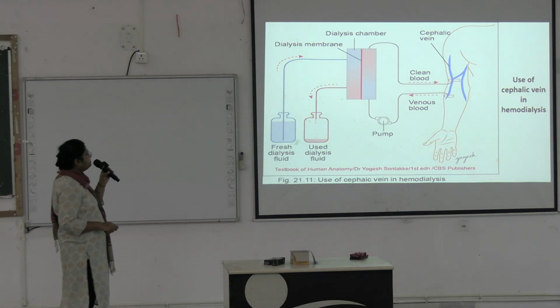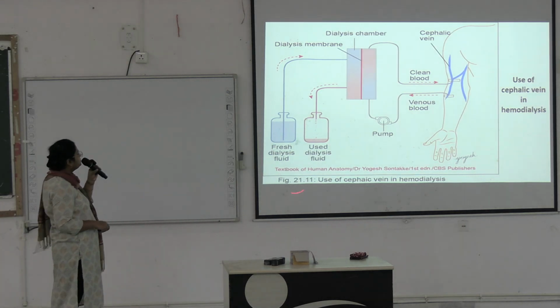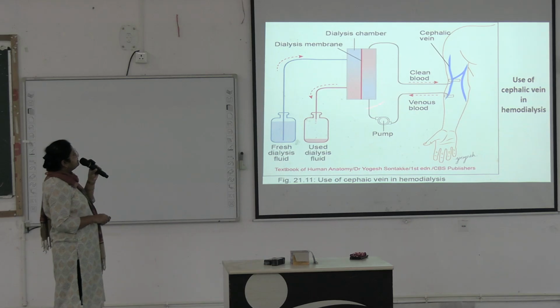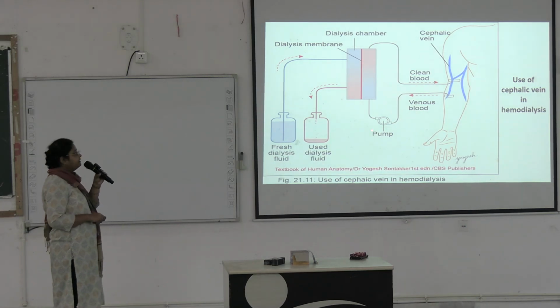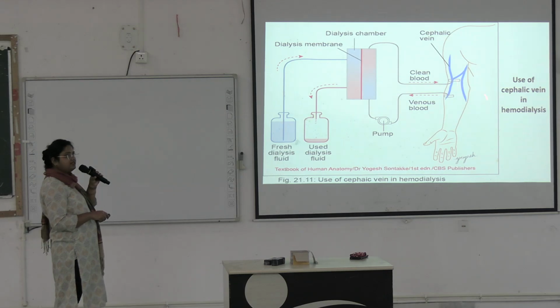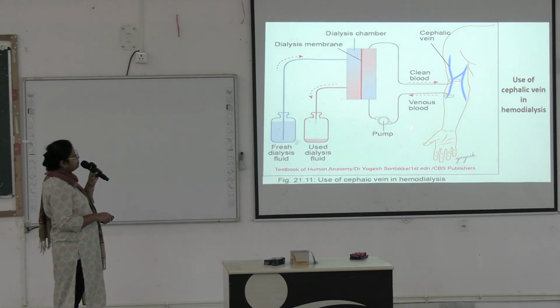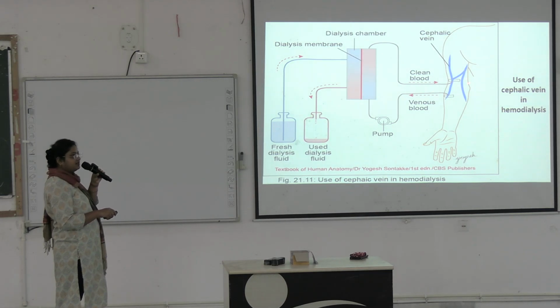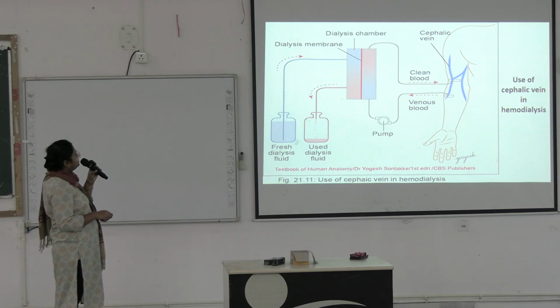Next, the hemodialysis process has been shown. See, this is the dialysis chamber. There is a semi-permeable membrane lying here. On this side, blood is coming in and clean blood is going out. Here, in the cephalic vein, a puncture is done. Venous blood is pumped through a pump into this chamber, and from here the clean blood is introduced into this puncture site.